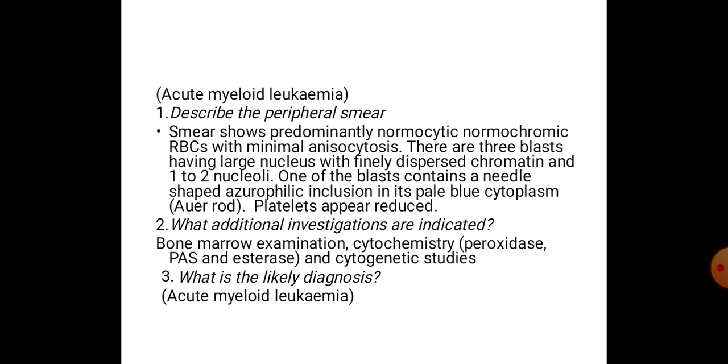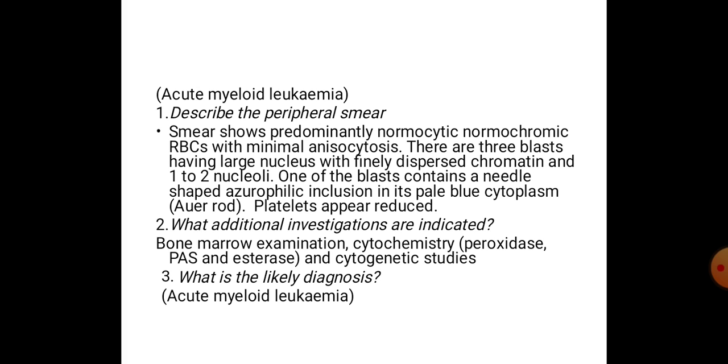So what is an Auer rod? It is a cytoplasmic inclusion. They are the lysosomes or azurophilic granules which have clumped together to form an Auer rod. It is an inclusion in the pale blue cytoplasm, and platelets appear reduced.